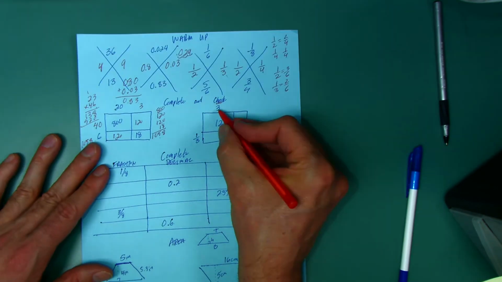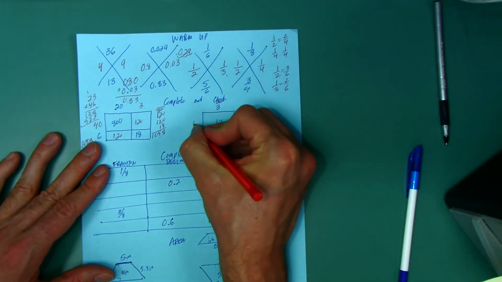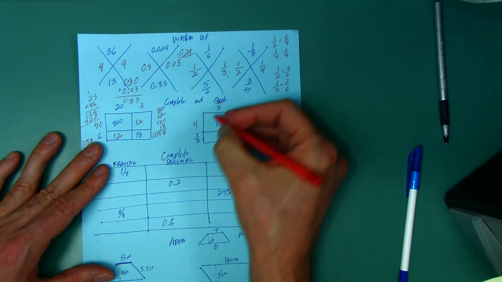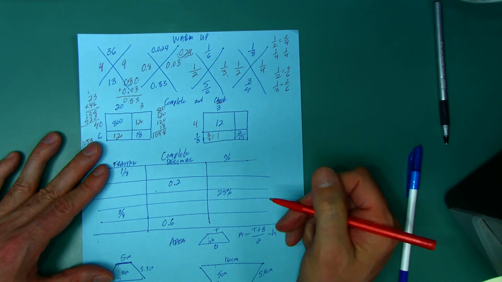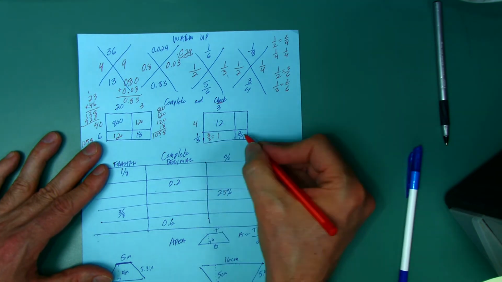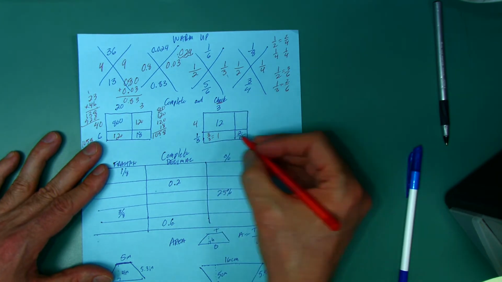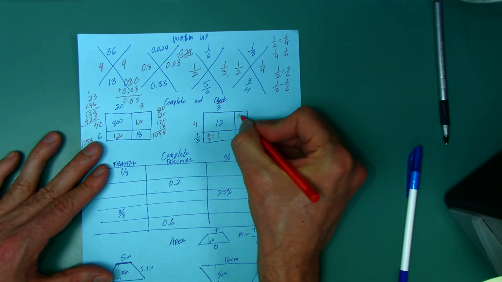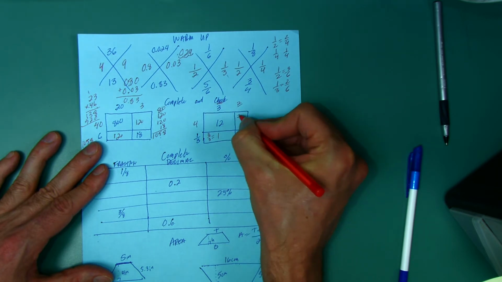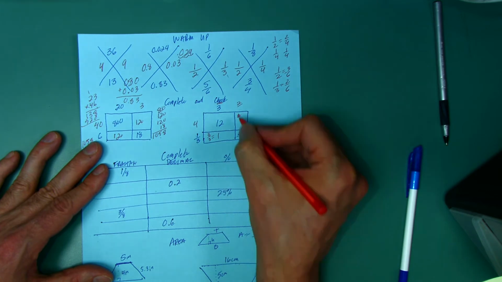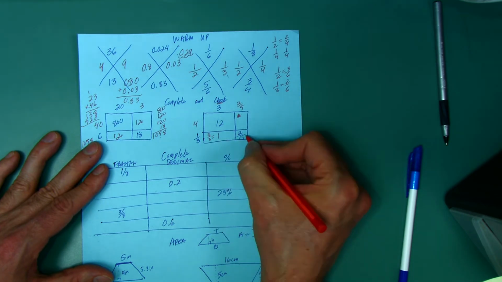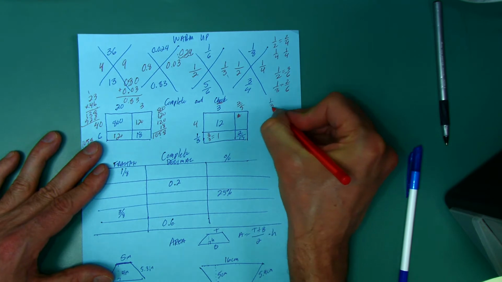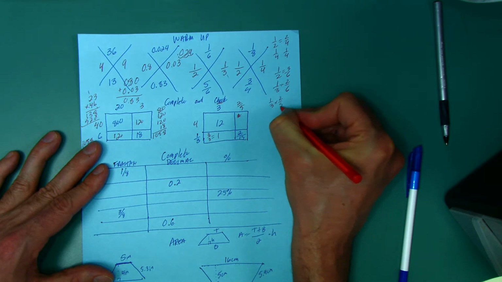Okay, next one. 3 times what is 12? 4. 3 times 1/3 is 3/3, which is 1 whole. 1/3 times what is 2/15? Well, 1 times 2 is 2, and 3 times 5 is 15. So I'm going to say 2/5 on that, right? Just double check, and you can see it here.